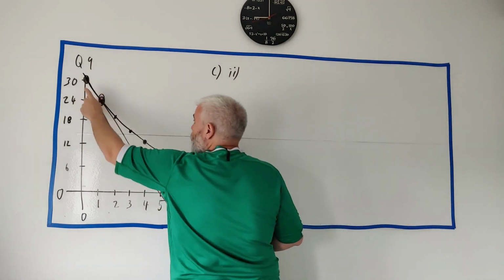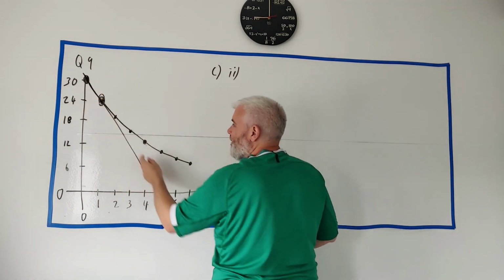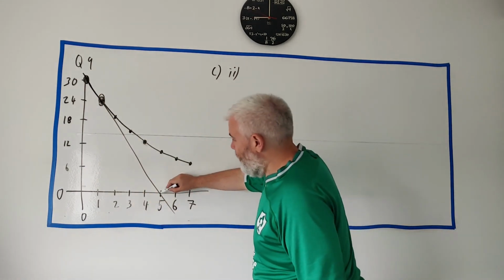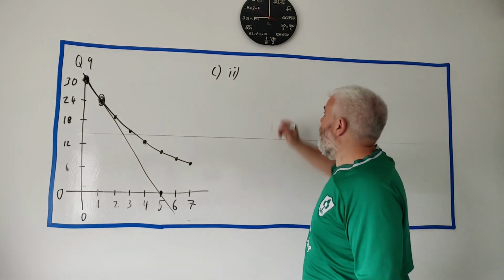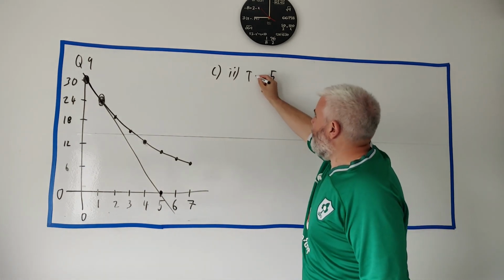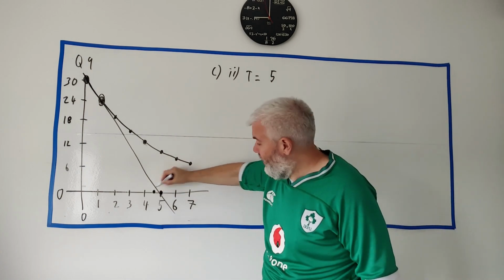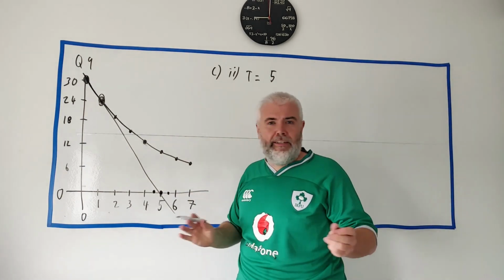0 years 30. 1 year 24. 2 years 18. 3 years 12. 4 years 6. 5 years 0. Now if your t equals 5, if your drawing misses the 5, say you hit 4.5, 5.5, that's okay.